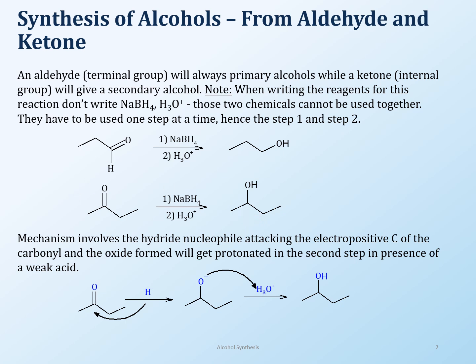So depending on what kind of alcohol you want to make, if you want to make a primary alcohol, you use an aldehyde. If you want to make a secondary alcohol, you use a ketone. You cannot make a tertiary alcohol using this kind of synthesis. Now, one thing I want to point out here is the way that I've written the sodium borohydride and the H3O plus. You cannot use both of them at the same time. As I said, the hydride here is the active component.